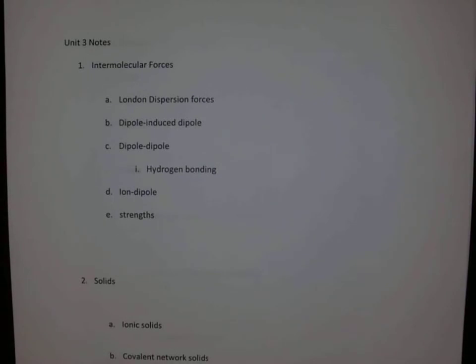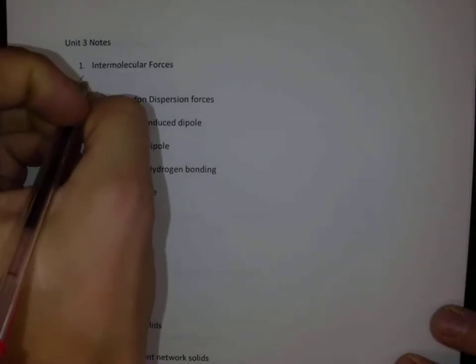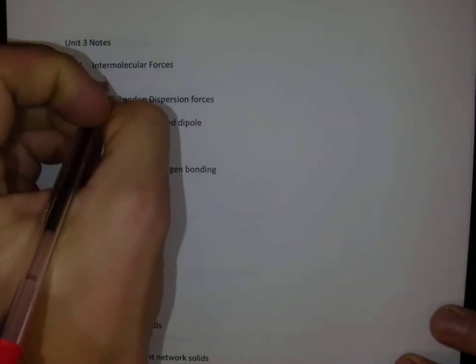All right, guys. So Unit 3 is all about intermolecular forces. This is kind of our theme that runs throughout the unit, okay? And so what we have, first off, is we have to think about what our intermolecular forces are, okay? And really, our intermolecular forces are controlled by Coulombic forces.